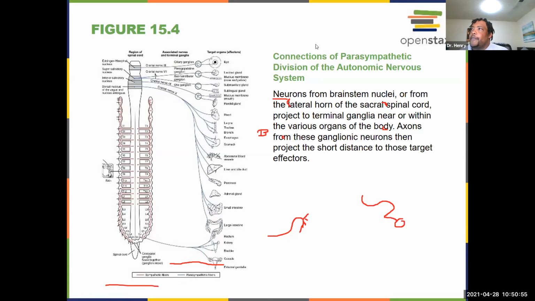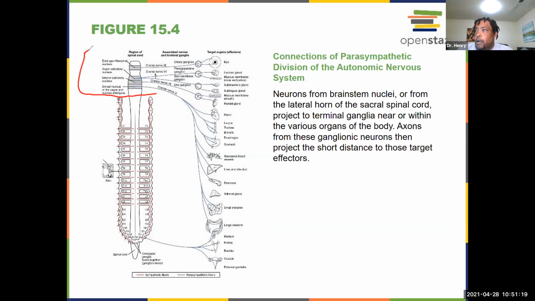Okay, and let's see what else. So in the case of the parasympathetic division of the autonomic nervous system, the neurons from the brain, so we're looking up here, or from the lateral horn of the sacral spinal cord, are going to be projected to the terminal ganglia near or within various organs of the body. Okay, so the distance that these are going to be projecting is going to be a shorter distance to the different target organs.